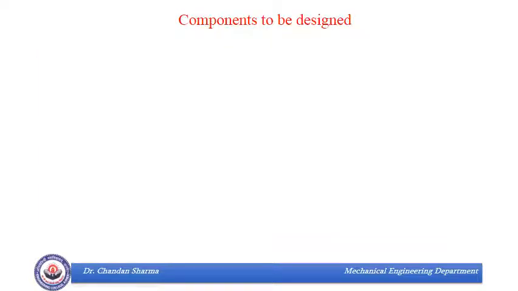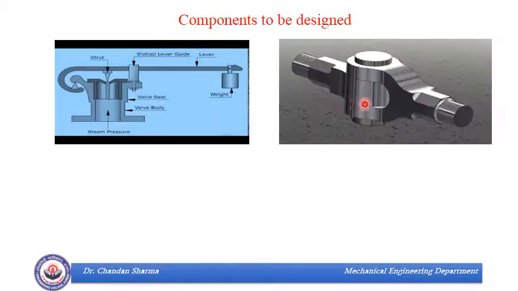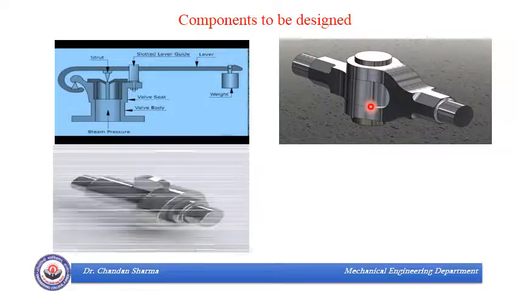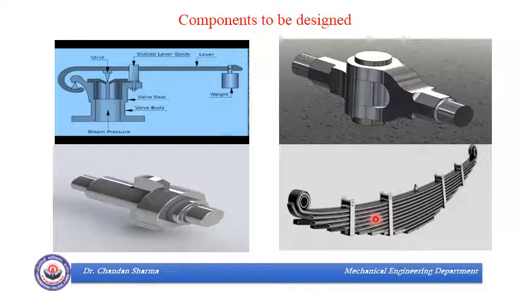There are a few components that we'll design in this course. This is a spring-loaded valve. So we'll be designing this lever in this. Then it is a knuckle joint. This is a cotter joint. This is a photograph of a leaf spring, also called a laminated spring.